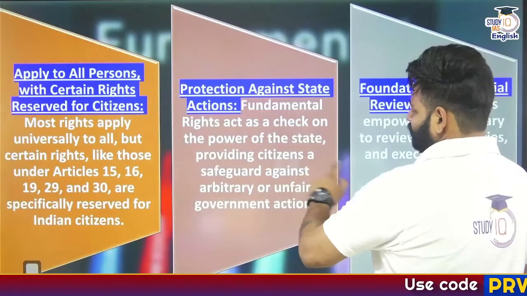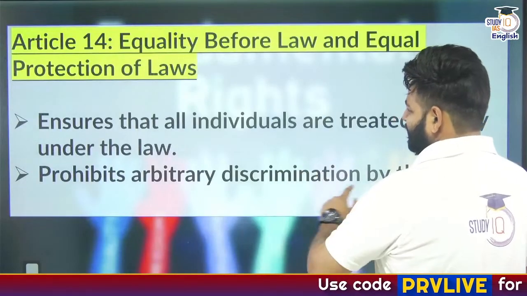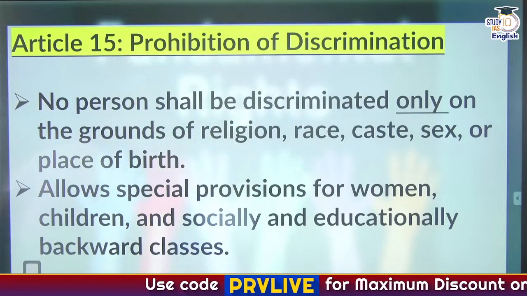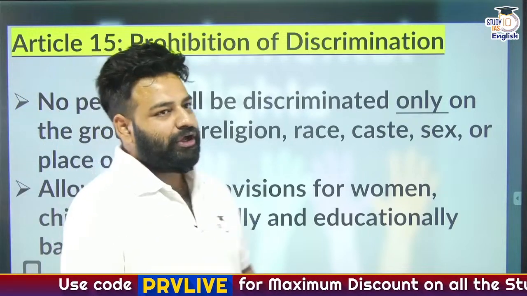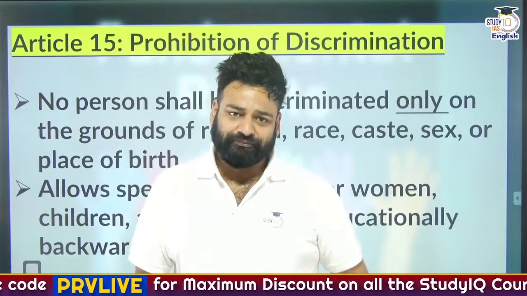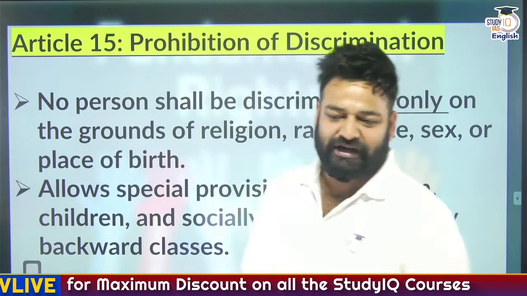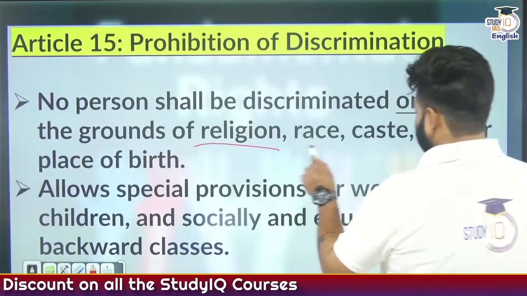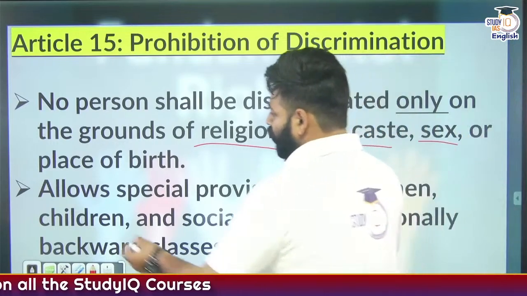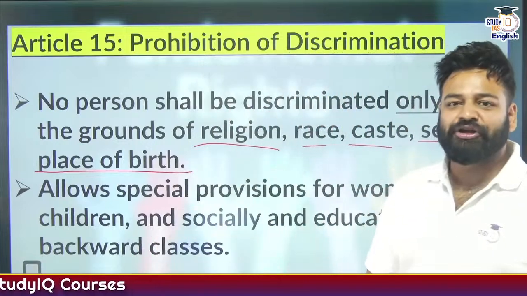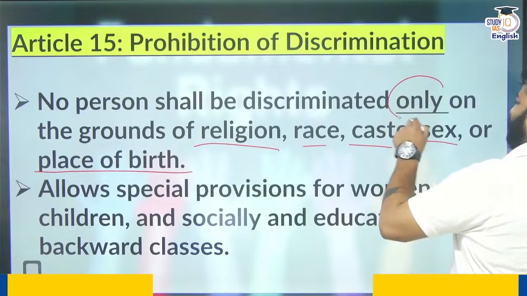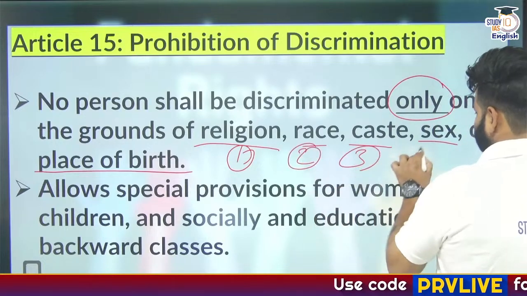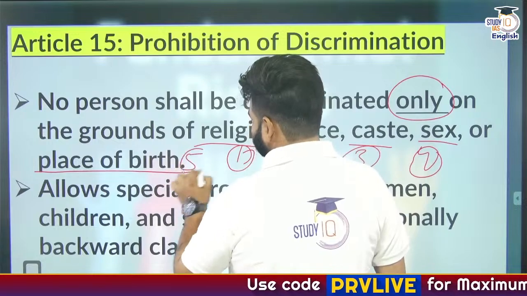Moving forward, till Article 14 we discussed yesterday, and now coming to the next one, Article 15, prohibition of discrimination. Article 15 states that no person shall be discriminated against only on the grounds of religion, race, caste, sex, or place of birth. There are 5 grounds mentioned, and the word here is only.